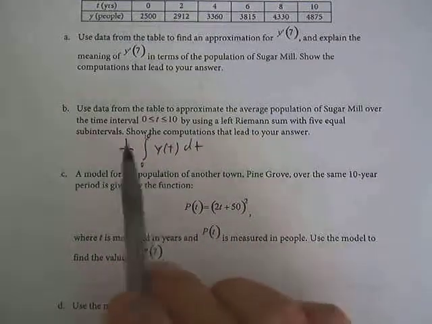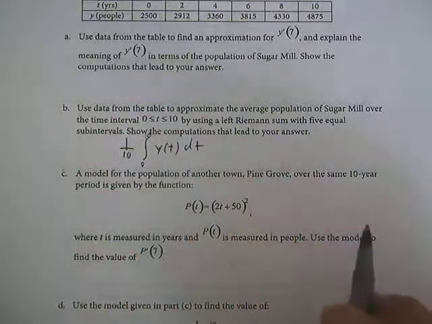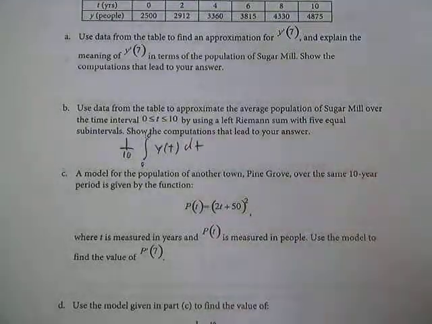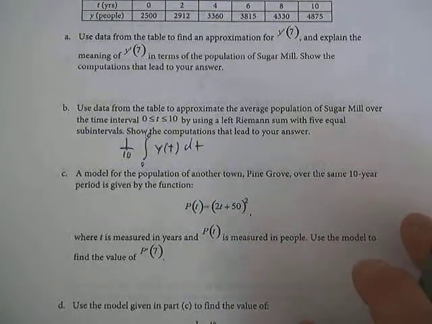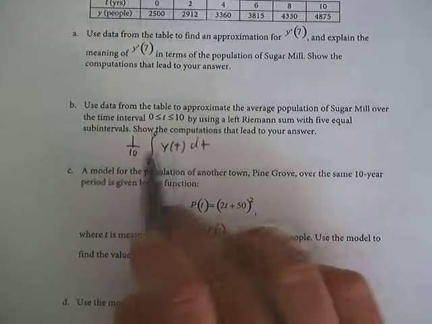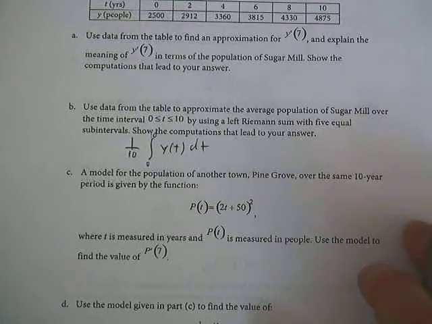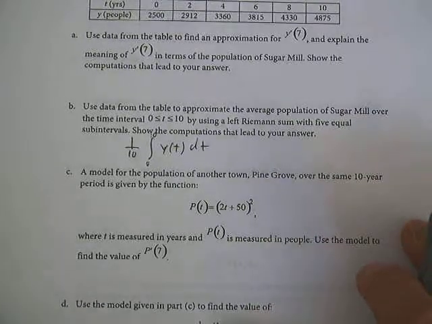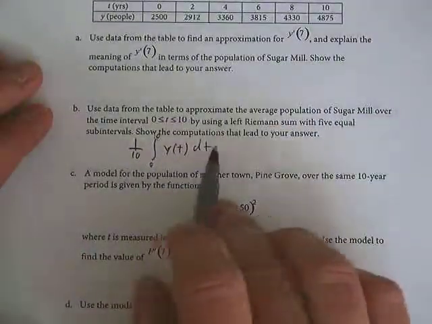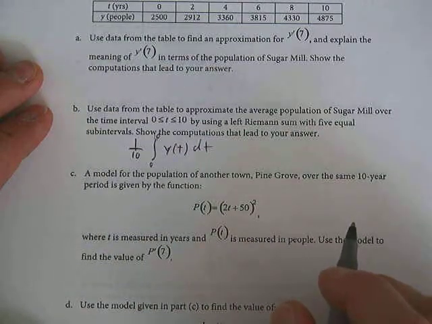The 1/10 comes from the fact that we're looking for the average value. The average value of any function is 1 over b minus a times the integral from a to b of the function dt, dx, whatever the independent variable is. So make sure you understand that it's an average value problem. If you recognize that, it makes the job much easier, obviously. Now we know how to proceed.